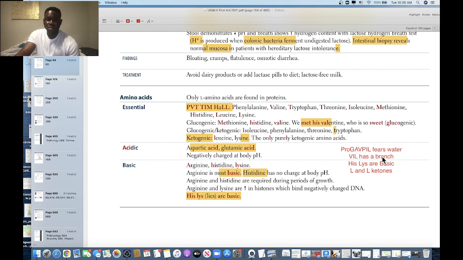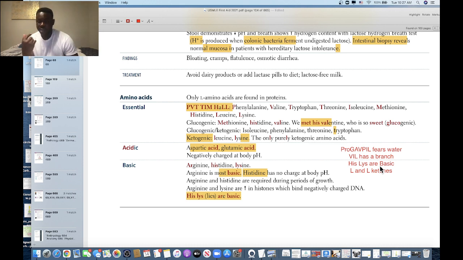In what is it? Maple syrup syndrome, whereby we have the branch chain ones. So Veal has a branch, right? Veal has a branch. That's the maple syrup. So when, for example, the child has urine that smells like sugar or something, then that's the maple syrup. Okay.